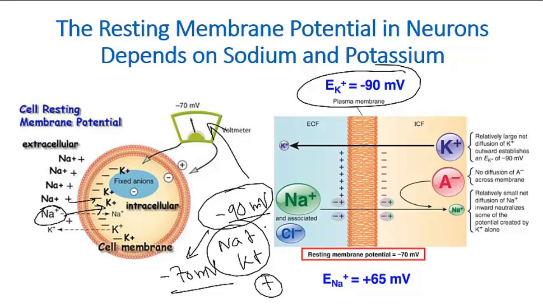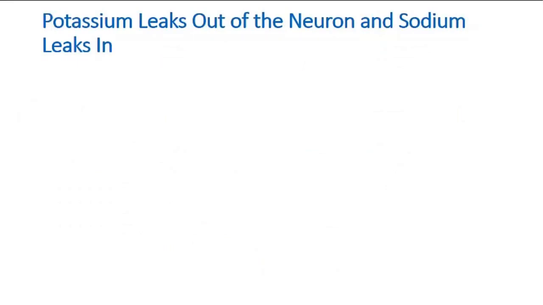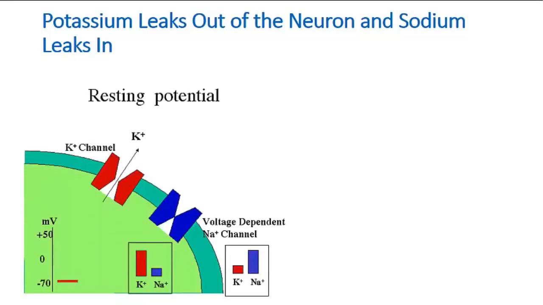Now the question is the maintenance of this resting membrane potential. You see here, it's noted that there is a relatively large net diffusion of potassium out, and then while potassium goes out, not only potassium but sodium is also taken inside of the cell. So we call it a slight modification. So what we say in the case of a nerve cell is that potassium leaks out of the neuron and sodium leaks in. Okay. This is how they maintain the resting membrane potential always.